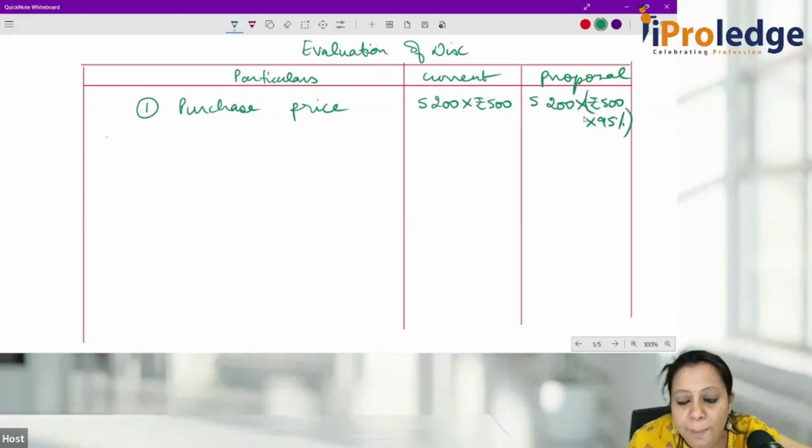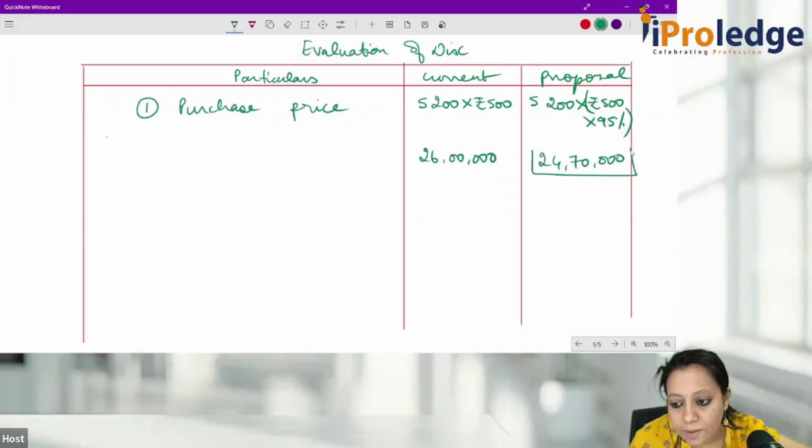Why, ma'am, into 95 percentage? 5% is the discount that we will get. Ma'am, quarterly, no problem. We are estimating the cost per annum. So 5200 into 500, that is 26 lakhs, is already calculated. And with the discount it is 24 lakh 70,000. So purchase price is done.